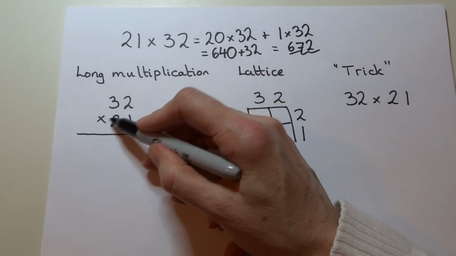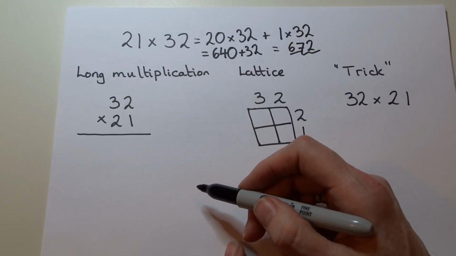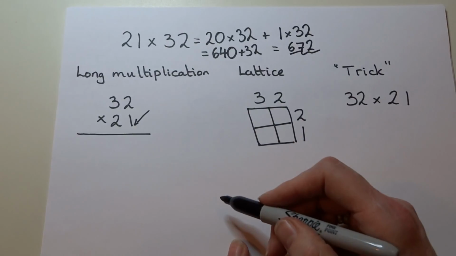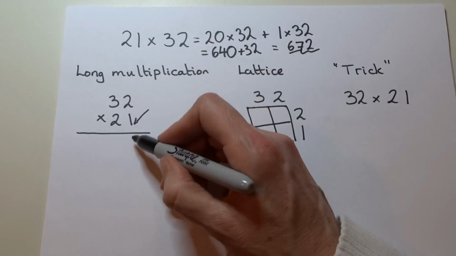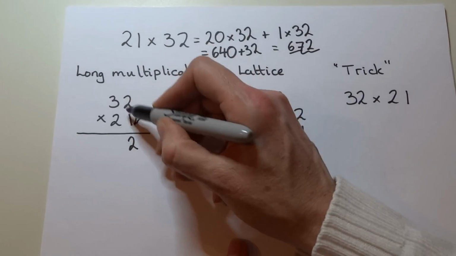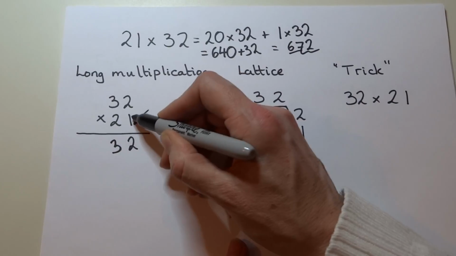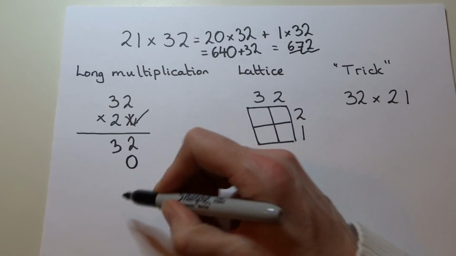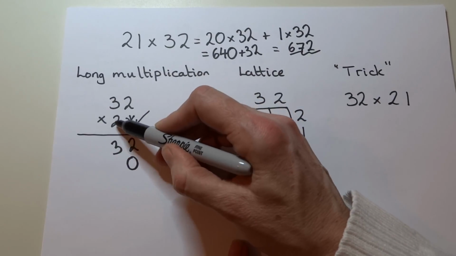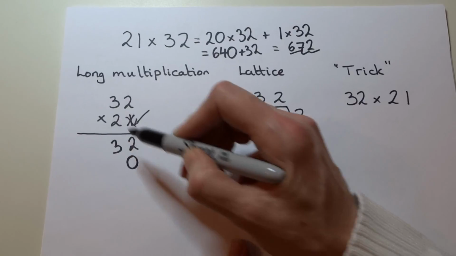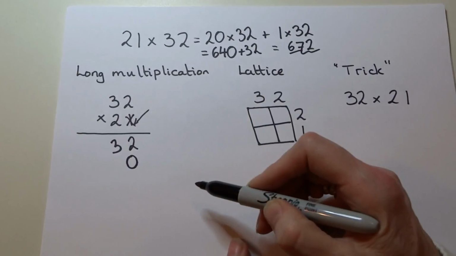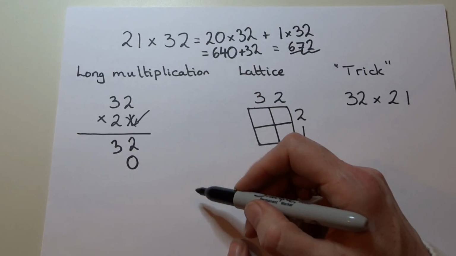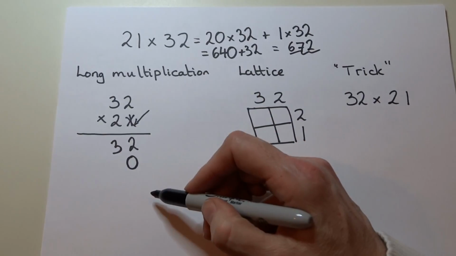Okay, let's do 32 times 21 as a long multiplication, a traditional multiplication. We start on the right-hand side and we do 1 times 2 is 2. 1 times 3 is 3. Now we finish multiplying our units. We now put in our 0 because we're now multiplying by a factor of 20. So we put in a 0 here to indicate that we're multiplying by factors of 10.